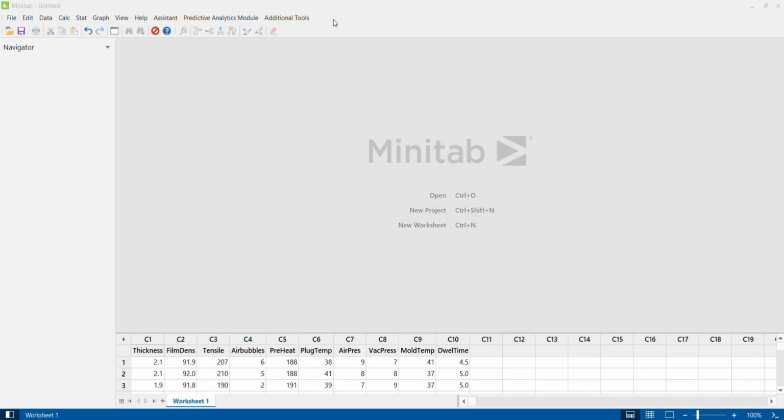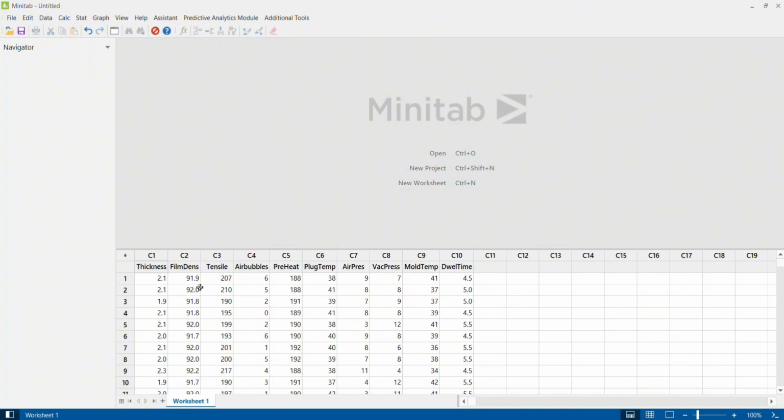Friends, as I was explaining before, here is a scenario of multiple regression. So I have a y metric, which is the thickness of a metal plate, which is my output parameter, and this thickness of metal plate gets impacted by various input parameters like film density, tensile strength, air bubbles, vacuum pressure, air pressure, preheat, dwell temperature, mold temperature. So these are all different individual x's which we think could impact my thickness.